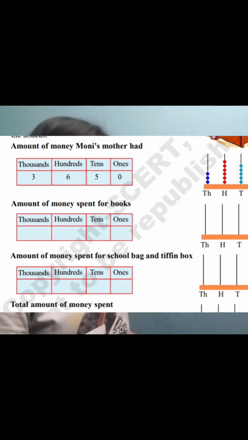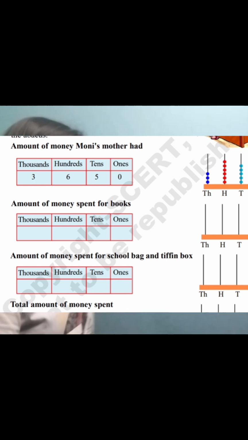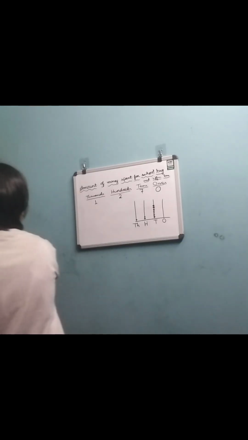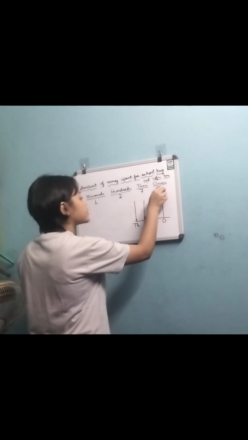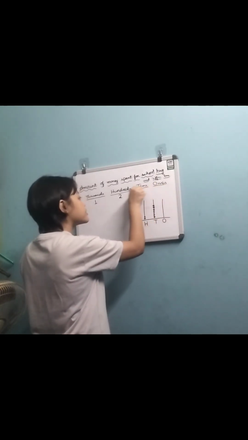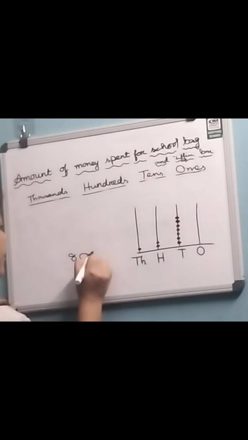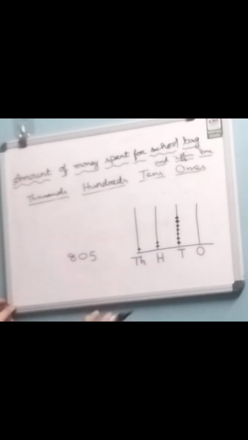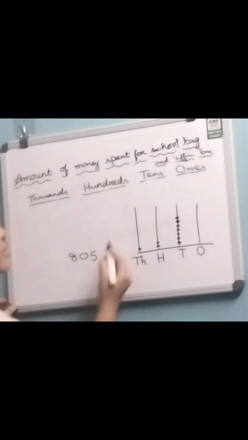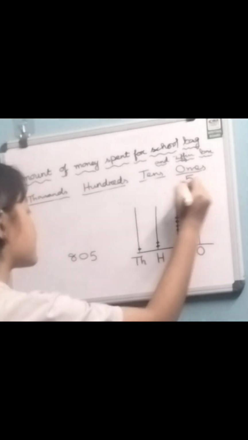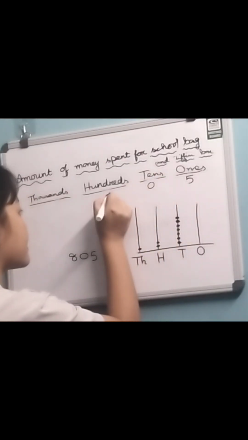Amount of money spent for school bag and tiffin box. You can write it by yourself if you have understood it by now. What's the number? 805. So we have to start writing from our right hand side. So 5 comes first, then 0, then 8.